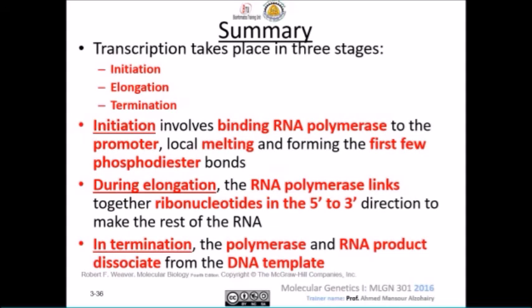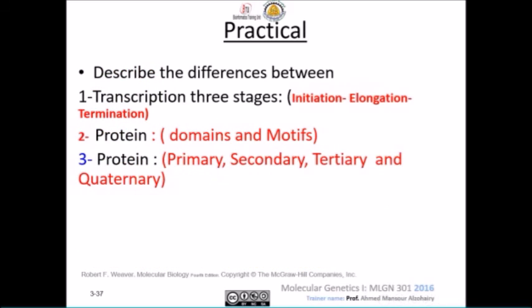In summary, transcription takes place in three stages: initiation, elongation, and termination. Initiation involves binding RNA polymerase to the promoter, local melting, and forming the first few phosphodiester bonds. During elongation, the RNA polymerase links together ribonucleotides in the 5 prime to 3 prime direction to make the rest of the RNA. In termination, the polymerase and the RNA product dissociate from the DNA template. So this is our summary, and here is the practical question on that lecture.